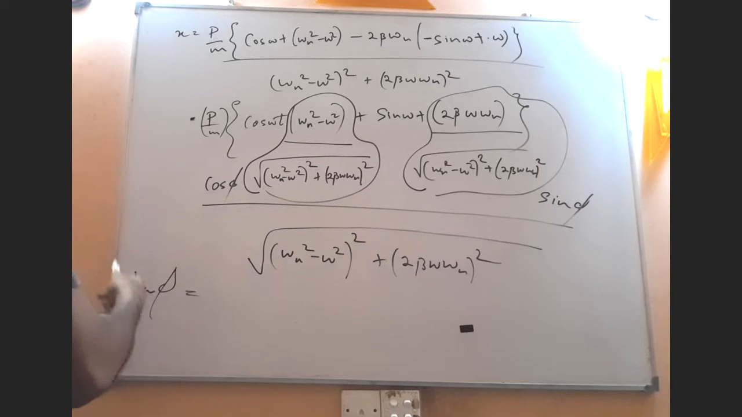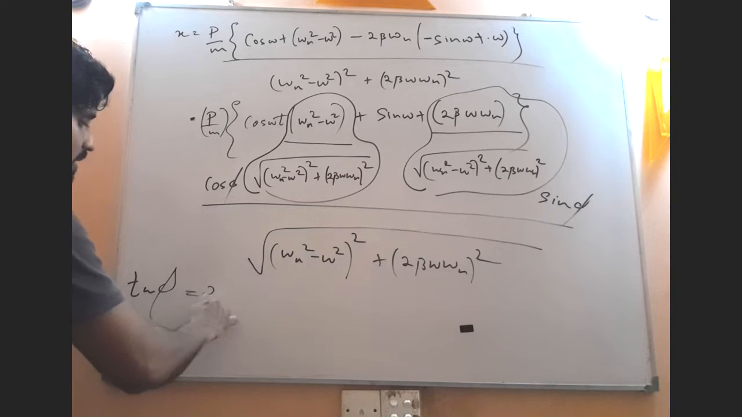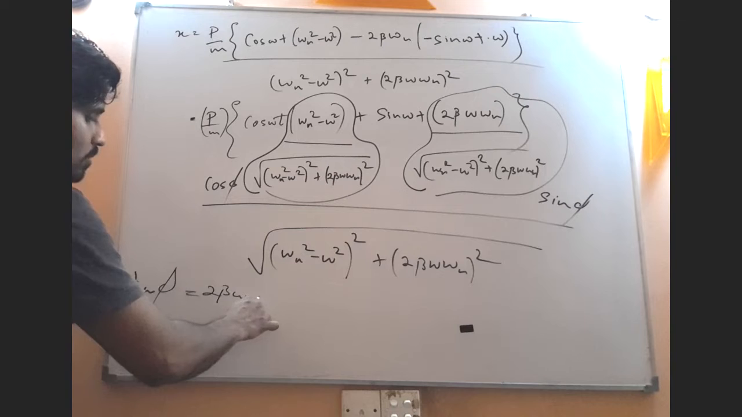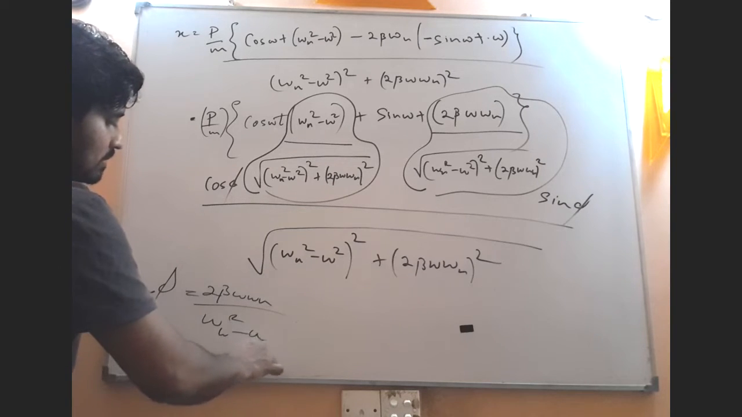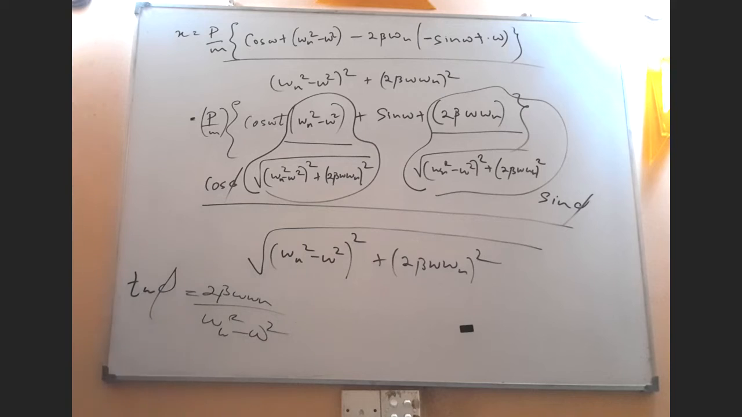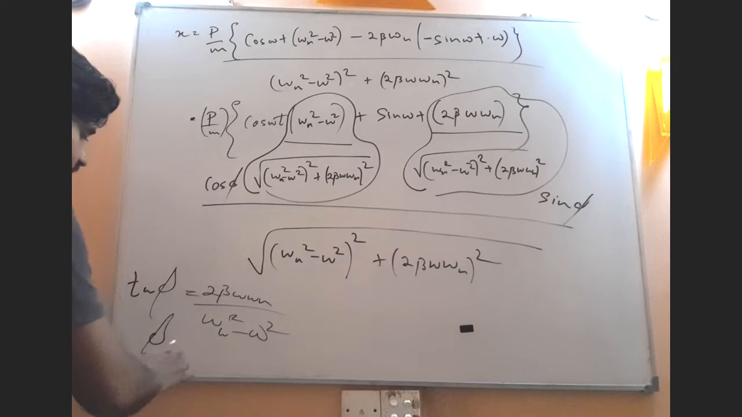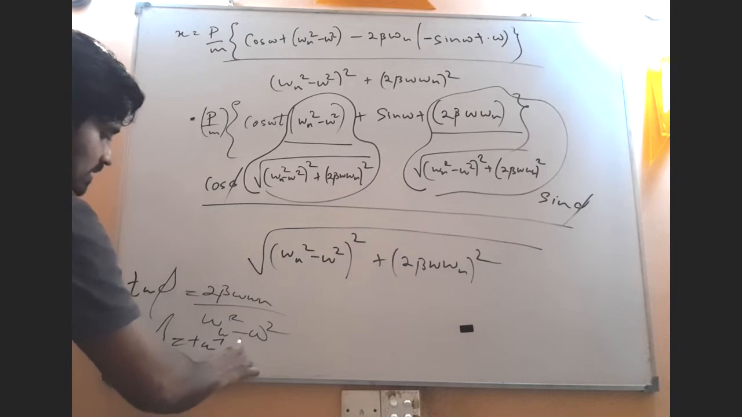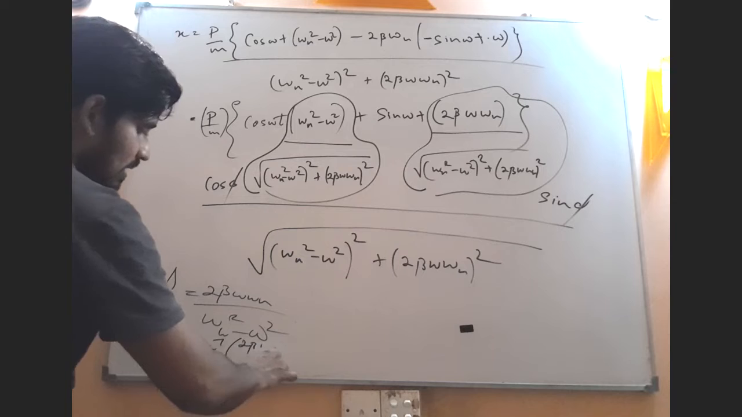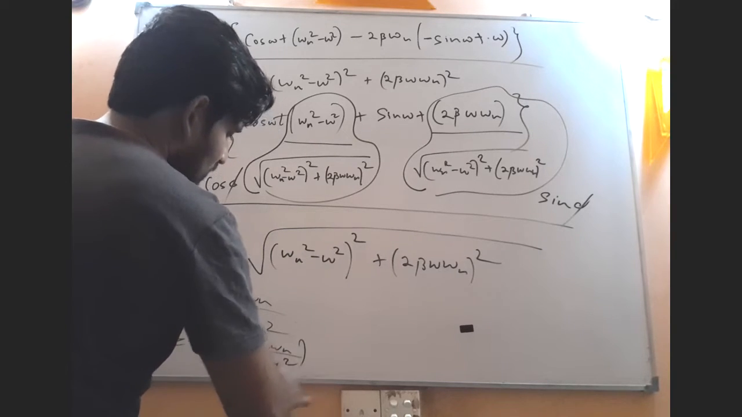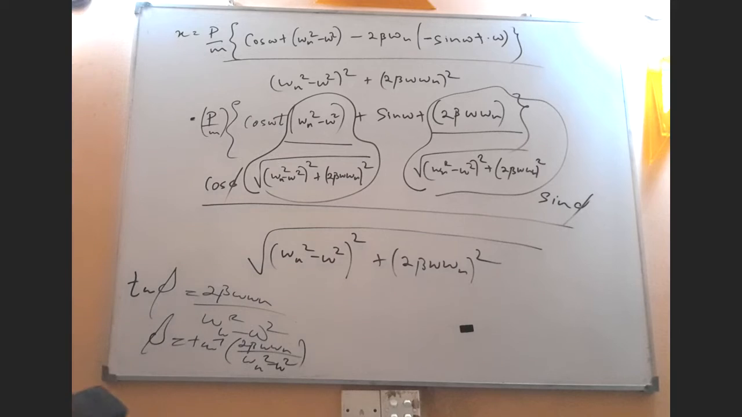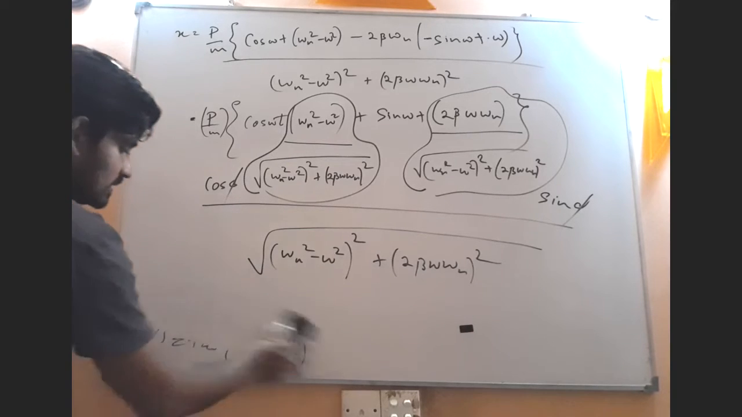So tan phi, in that case, will be 2 beta omega omega n divided by omega n squared minus omega squared. Okay, so that means phi equals tan inverse of 2 beta omega omega n divided by omega n squared minus omega squared, right?